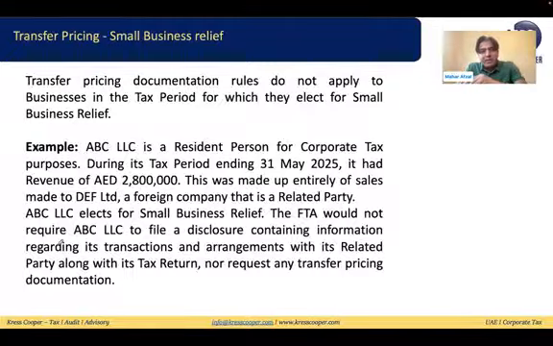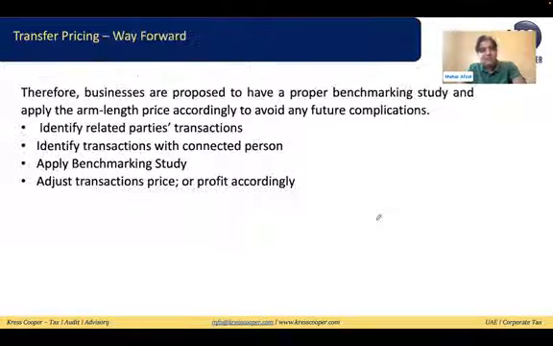Transfer pricing rules and regulations, small business relief. We know this: if the taxable income of the business is up to 3 million, they may apply for small business relief, and if this exemption is granted by the tax authority, the business will not be liable to pay any tax up to the end of 31st December 2026. So if the business is availing small business relief, then transfer pricing rules and regulations are not applicable to the small business.